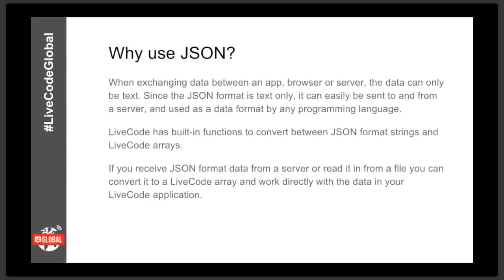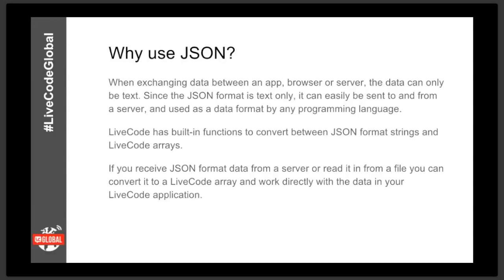So why would we choose to use JSON? When you're exchanging data between an app and a server, or a browser and a server, the data can only be text. Since the JSON format is text only, it can easily be sent to and from a server, and it can be used as a data format on its own, not coming from a server, but stored in a local file, in a JSON file, by any programming language. LiveCode has built-in functions to convert between JSON strings and LiveCode arrays. So it's also a really useful way, if you've got data in an array and you want to save it out to file, to convert it to JSON. You can convert it to text and save it to a file that you can then actually read and edit if you want to.